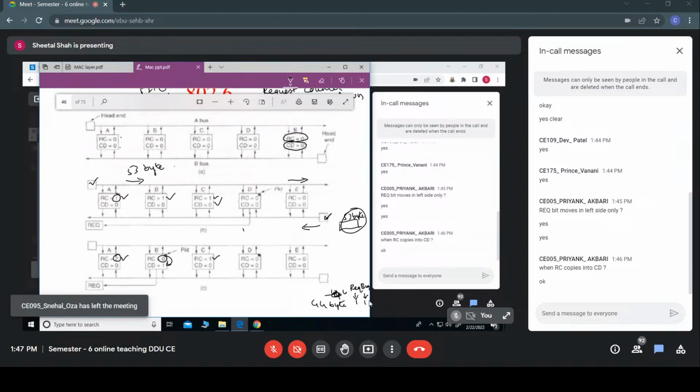Whereas when RC is equal to 0 and CD is equal to 1, what does this indicate? That before my turn, there is one station which has already requested. And here, there are 2 such stations which have already requested. Is it clear?